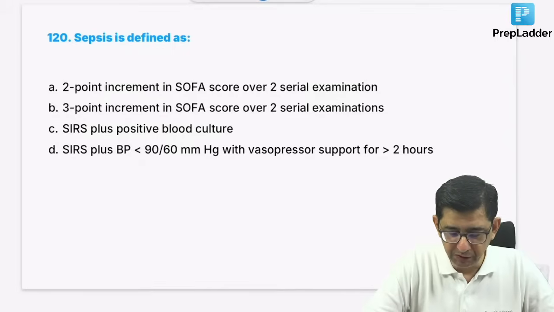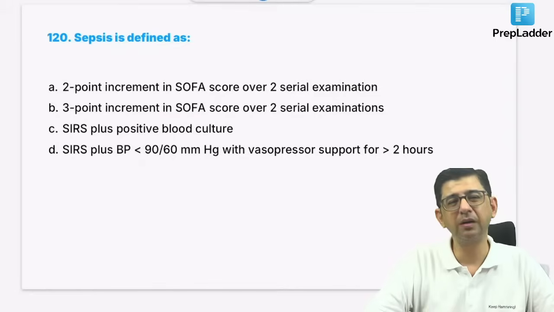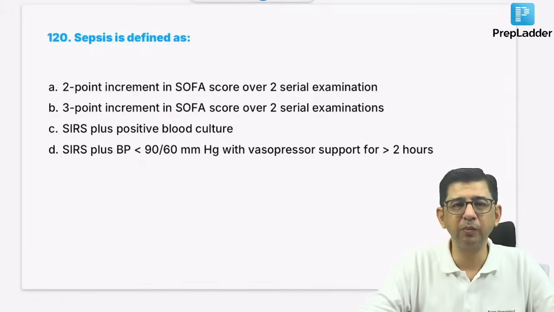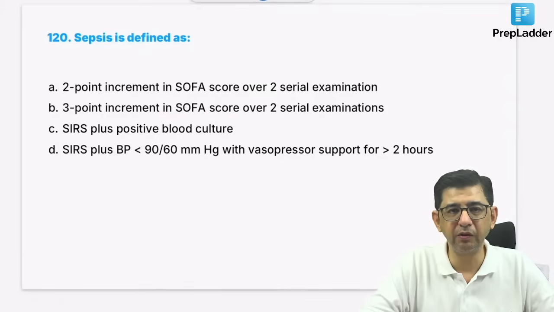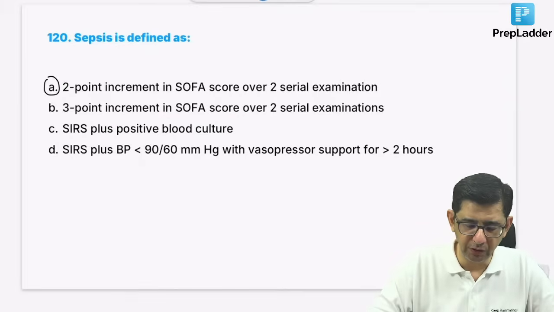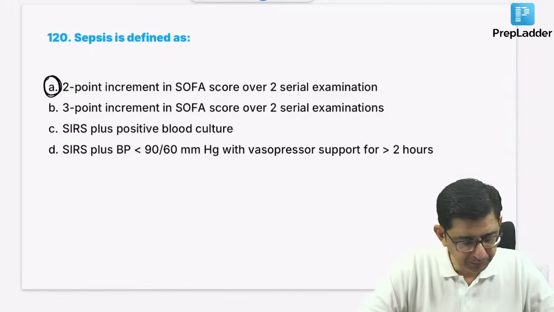Okay, sepsis is defined as SIRS plus positive blood culture is what I'm getting as an answer. This is an old definition. SIRS plus positive blood culture is defined as sepsis. The current definition is option number A, that is a 2-point increase in the SOFA score of a patient, that is sequential organ failure.